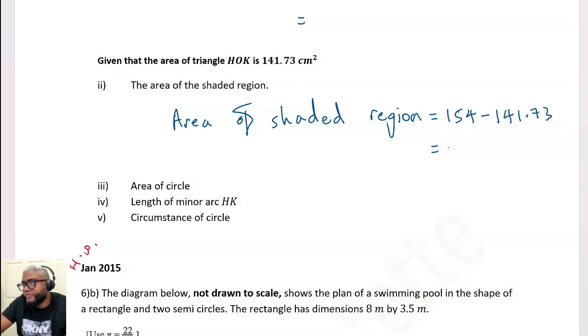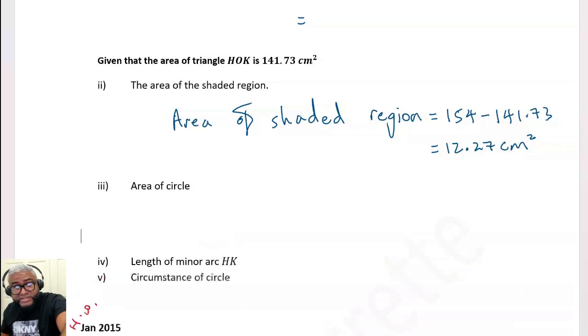Start working it out now, sir. Brother, we didn't come here for that. You're supposed to do that for homework. Anybody else? What do we get? 12.27. Yes, sir, that's correct. Centimeters squared, right.